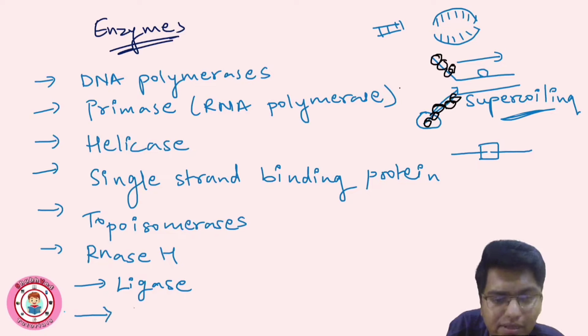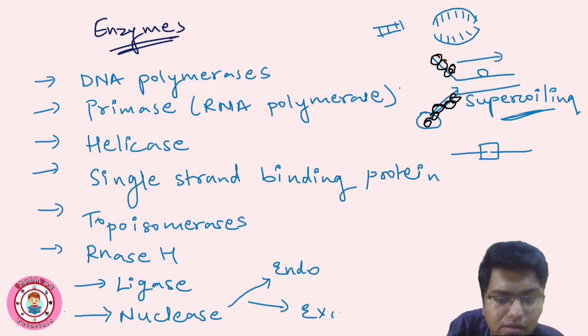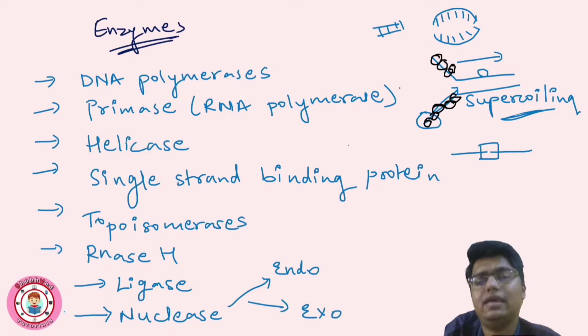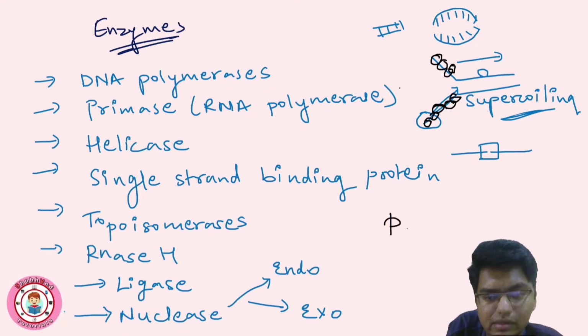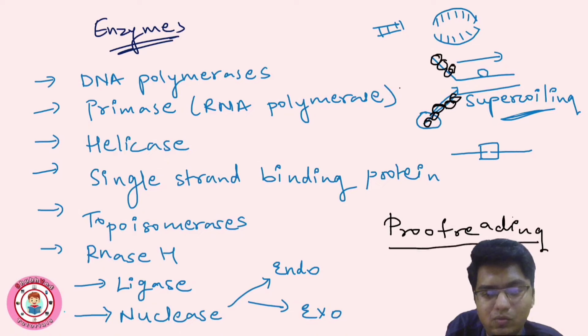The last enzyme is nuclease. The nucleases are of two types, endonucleases and exonucleases. Here comes a term known as proofreading. So what is proofreading? What happens during DNA replication? Some incorrect nucleotides are added.